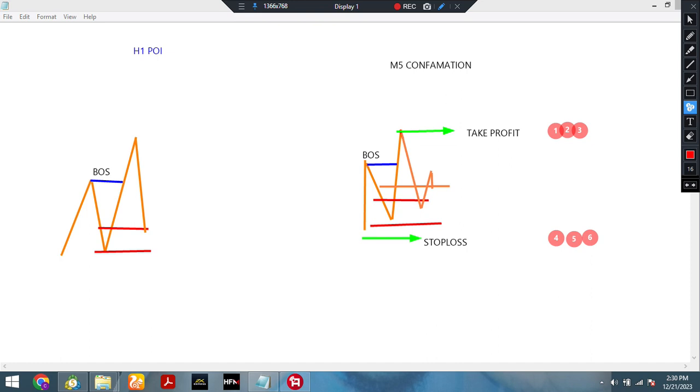In our H1, we are looking for information like this. Let there be a break of structure. Then we want price to come back to that zone. Immediately price is approaching that zone, we switch to our 5 minutes. We are looking for a sharp move. We want to leverage it. That's what we call sniper entry.